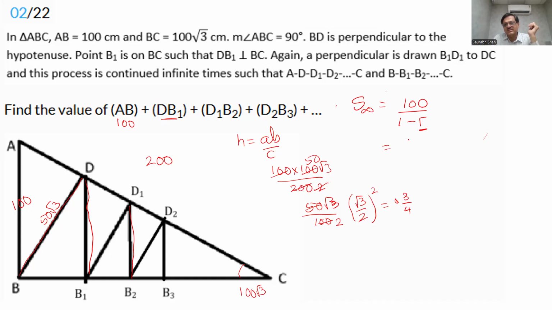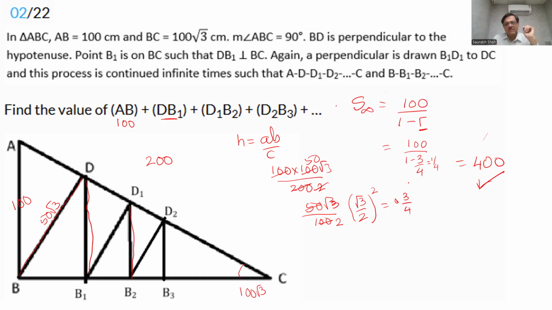So our equation becomes 100 upon 1 minus 3 by 4, which is 1 by 4, which gives us 400 as the answer. The answer to be entered is 400. Remember these 4 equations told to you. Remember this situation very well.